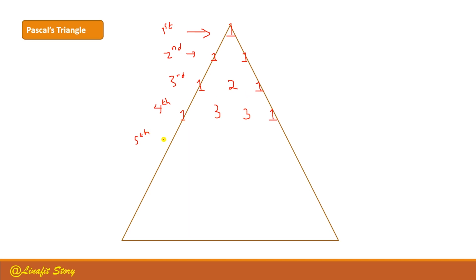The fifth row. 1 plus 3 is 4. 3 plus 3 is 6. 3 plus 1 is 4. Here's the sixth row. 1 plus 4 is 5. 4 plus 6 is 10. 6 plus 4 is 10. 4 plus 1 is 5.